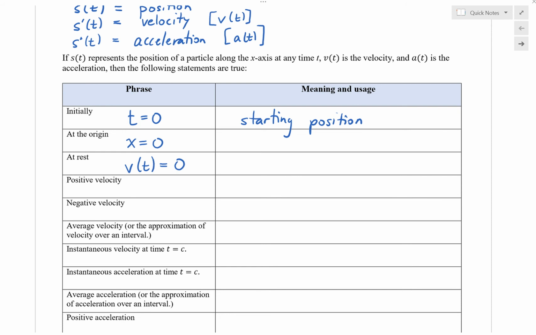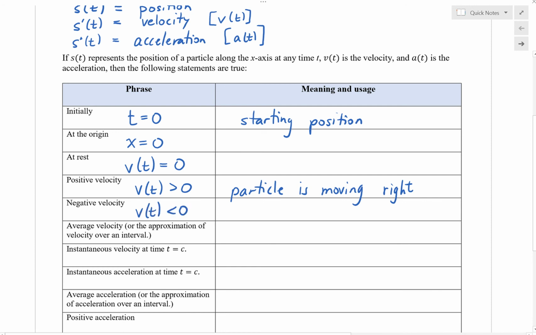Positive velocity, meaning v of t greater than 0, tells us that the particle is moving right. A negative velocity, a v of t value less than 0, tells us that the particle is moving to the left.